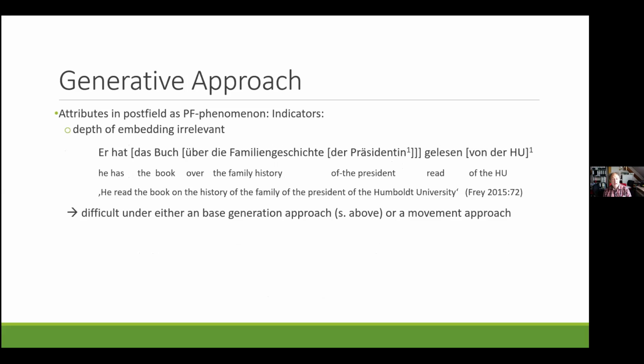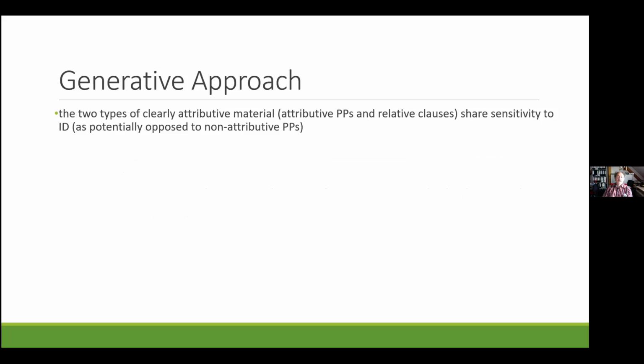He also showed that the depth of embedding is kind of irrelevant, which would be hard to derive under either a base generation approach or a movement approach. So seeing it as a PF phenomenon is probably really a good idea. And the question is now, how exactly would that look?